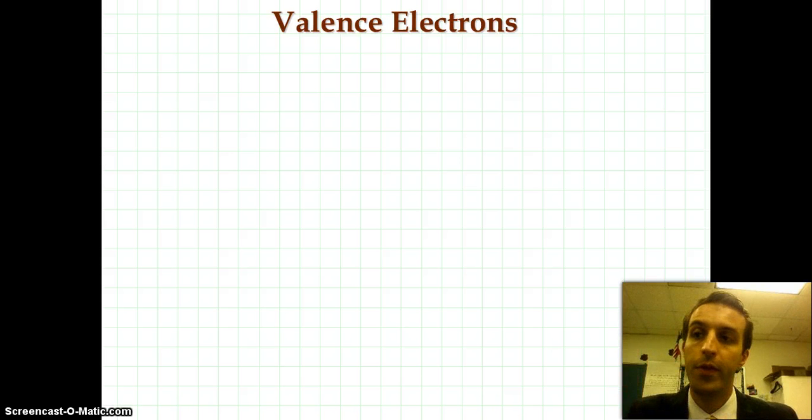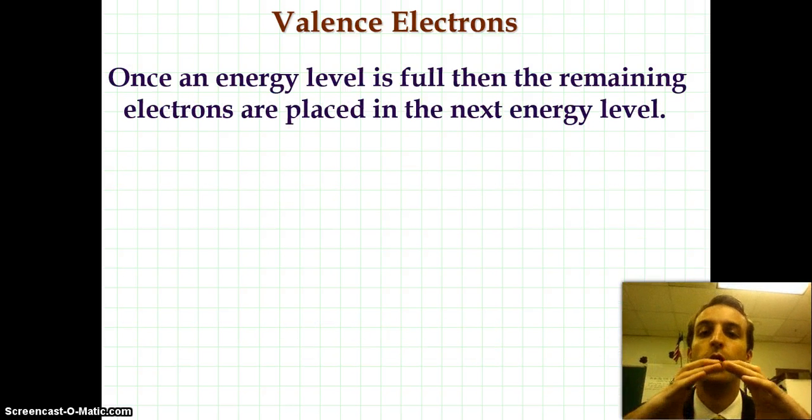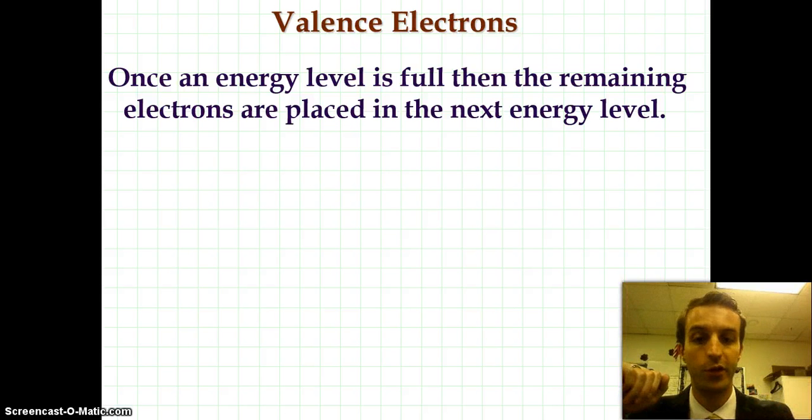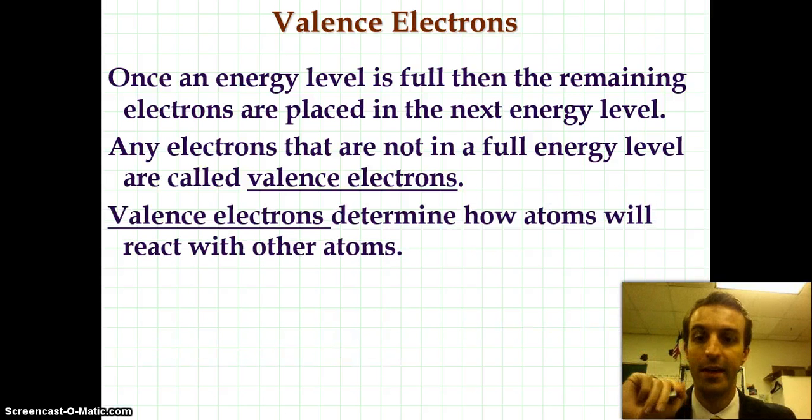Mr. Tribble, what the heck are valence electrons? Well, this is where we ended our last presentation, and remember, valence electrons work like this. When you have a full energy level, then of course you have to drop your next electrons in the next energy level as you go out. Any electrons that are in that last energy level are called your valence electrons, and it is they that determine how atoms react with other atoms.